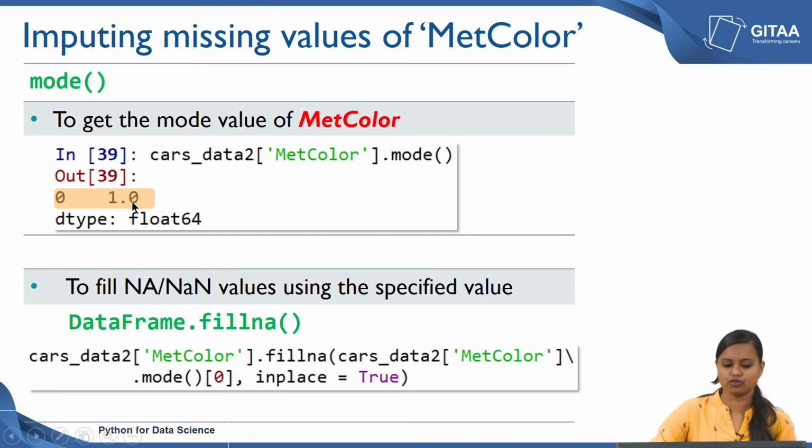In that case, you can choose any one of the values which is more important for the analysis. But here, since I am very clear that I have only one value and that the modal value's index is 0, I have given it as 0, and I am making all the modifications onto the same data frame called cars underscore data 2. So, I have given inplace equal to true. So, now we have replaced both the fuel type and met color variables. We have replaced both numerical as well as categorical variables using different approaches.